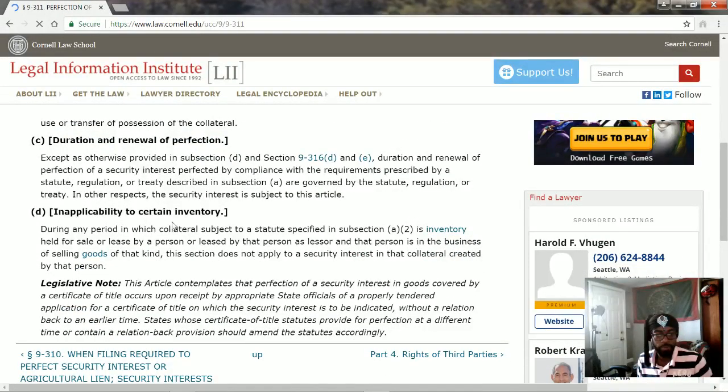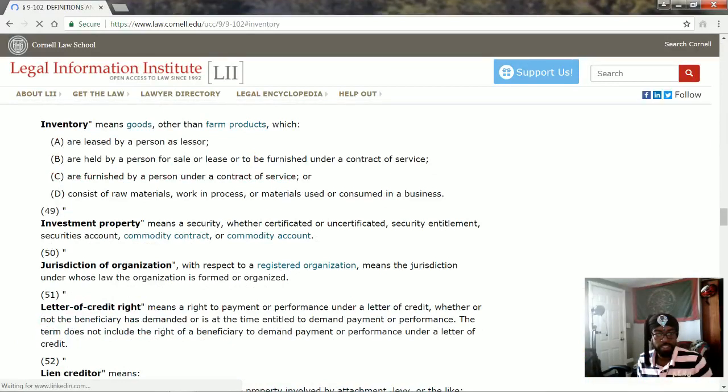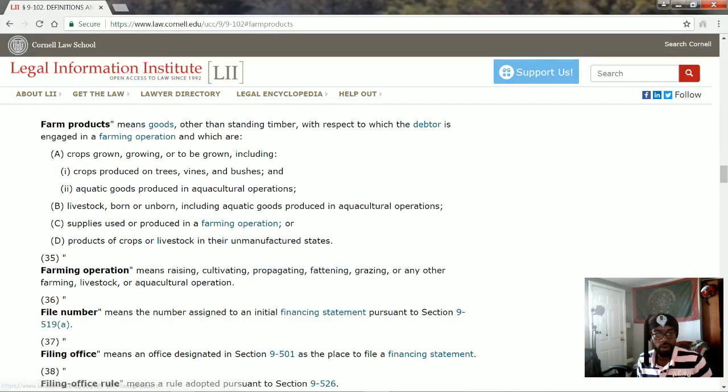Inapplicability to certain inventory. Let's see. During any period in which collateral subject to a statute specified in subsection A2 is inventory. What's inventory? Inventory means goods other than farm products. What's farm products? Farm products means goods other than standing timber with respect to which the debtor is engaged in a farming operation, and which are crops grown or to be grown, including crops produced on trees, vines, and bushes, and aquatic goods produced in aquacultural operations, livestock, born or unborn.